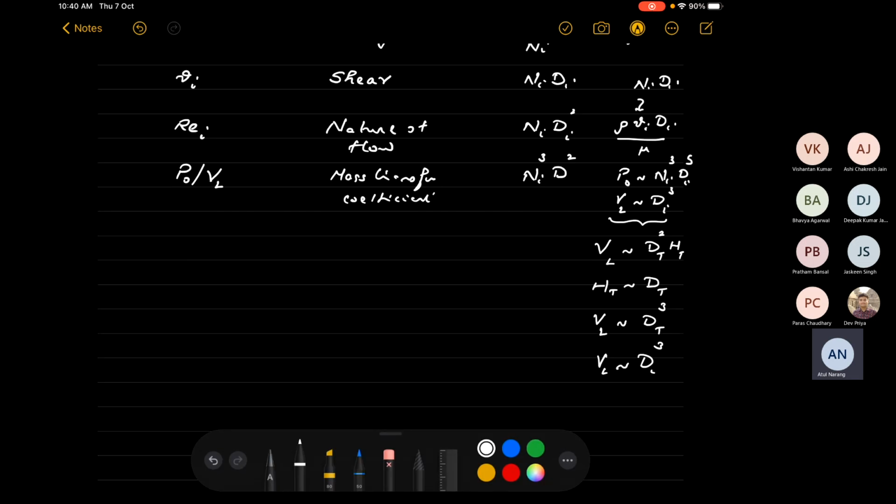So if that part is clear, this comes out of geometric scaling, then it should be clear to you that we can write over here that VL is proportional to di cube. But that means that P0 over VL is proportional to n sub I cube d sub I squared. That's the result we have over here. So I think that you should now be able to see where these are coming from.